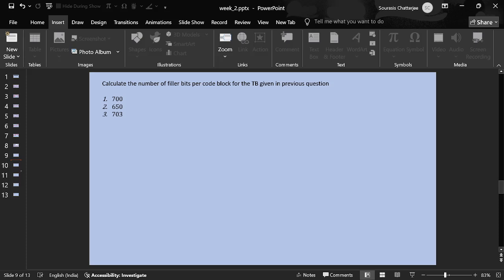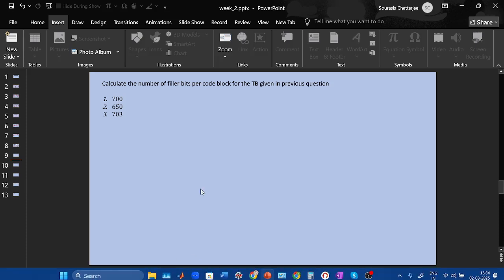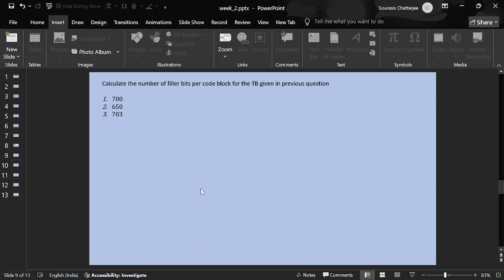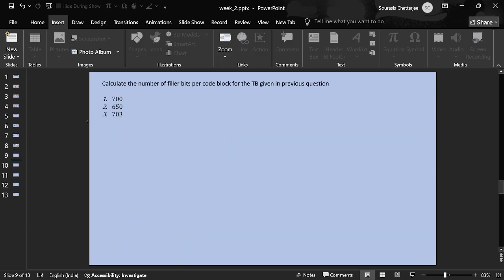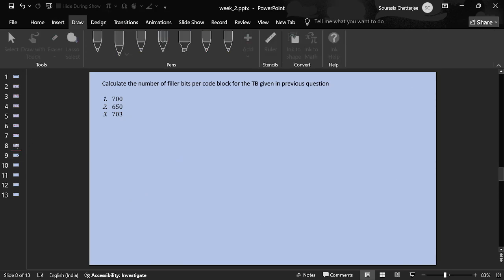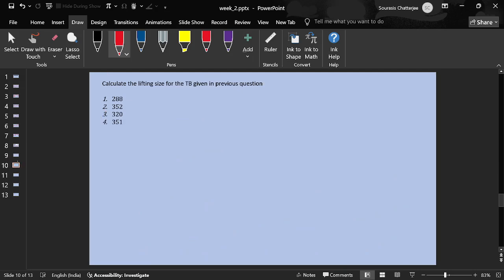So the next question is an extension of that. It asks about the number of filler bits per code block. We have already calculated there are 703 redundant bits per code block, so the third one is the answer. About the lifting size, that we have also seen, it's 352.